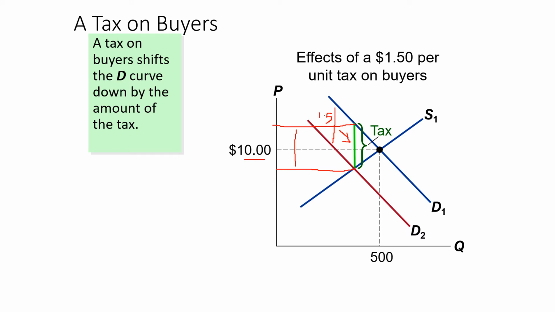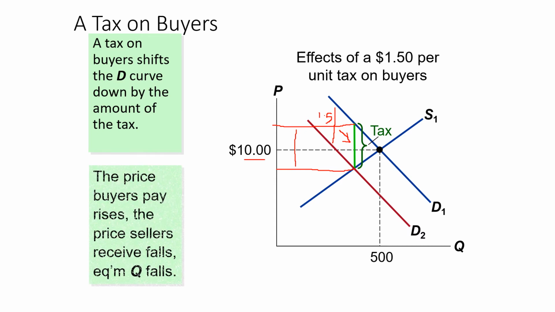So what is the overall impact? What are the new prices? Let us introduce the new prices. The price the buyer pays rises, and the price the seller gets falls. The new prices are $11 for the buyers, which we have denoted by PB, and $9.5 for the sellers.